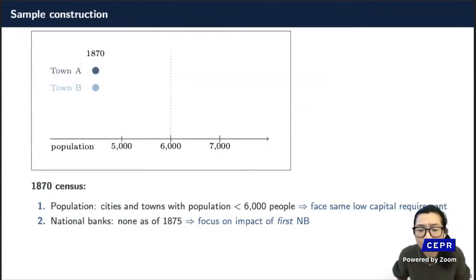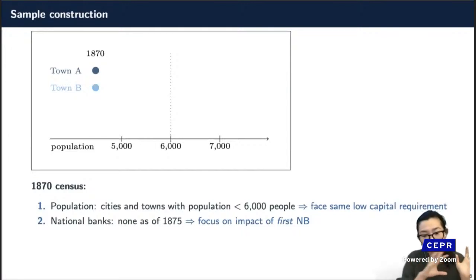Okay, so the way we construct our sample is to take, for instance, towns that look very similar in 1870. And we start with 1870 for a few reasons. The National Banking Act was passed in 1864, but we wanted to go significantly past the Civil War. And also there were some adjustments to the legislation of the National Banking Act that passed in the early 1870s that kind of changed the profit structure for these banks.